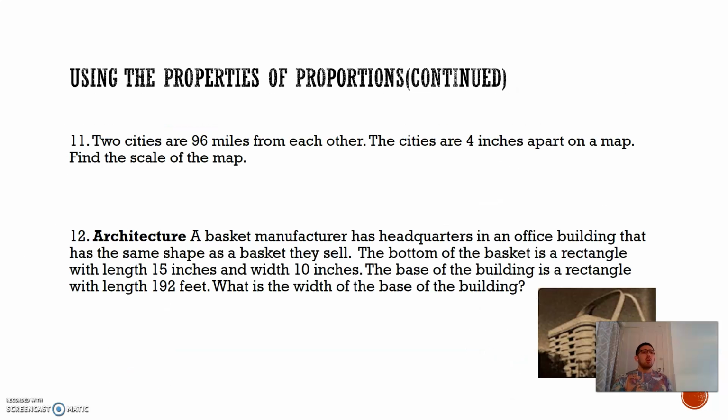Okay? Two cities are 96 miles from each other. The cities are 4 inches apart on a map. Find the scale of the map. Okay, so we are trying to find, well, what is 4 inches equal to, right? What is 1 inch equal to in miles? So if I take 96 to 4 miles, that means my x, or number of miles for 1 inch, should have the same ratio. So I can set up my proportion. 96 times 1 should equal 4x. If you divide both sides by 4, you get 1 inch for 24 miles.